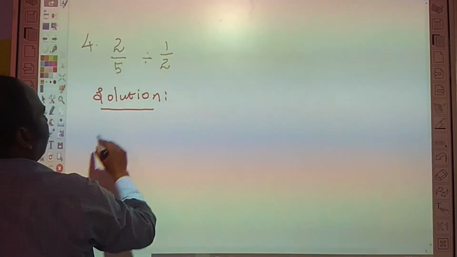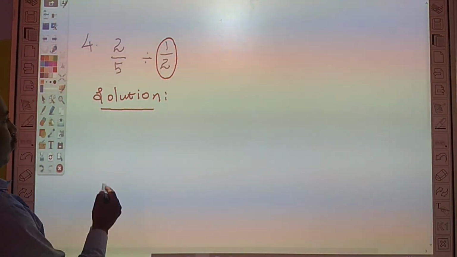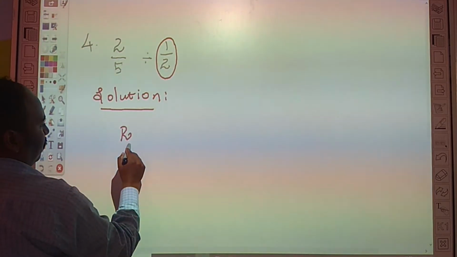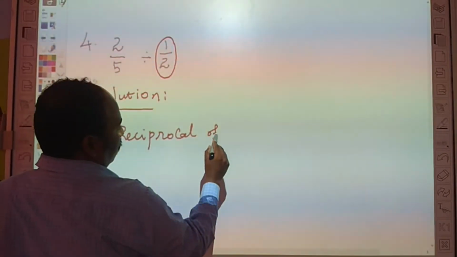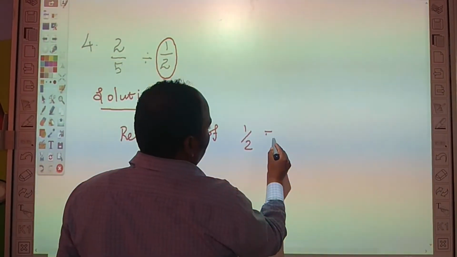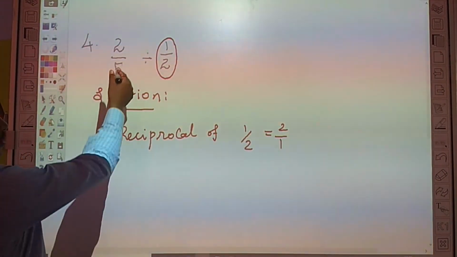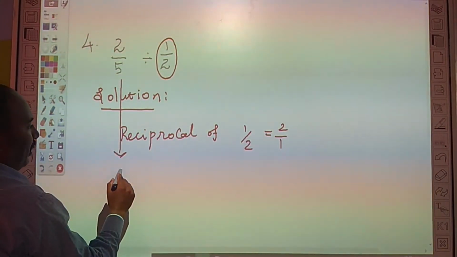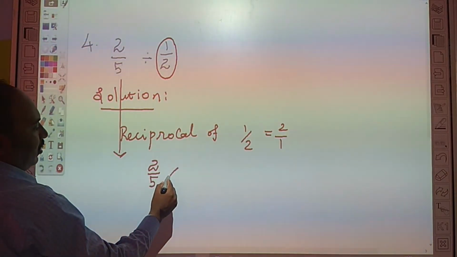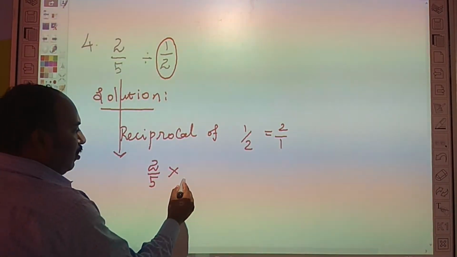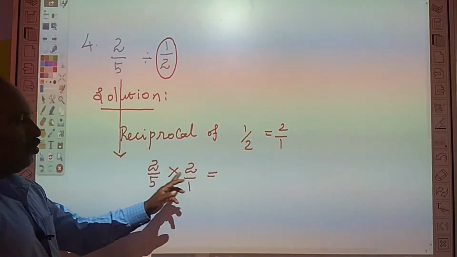Solution. First you take the reciprocal of 1 by 2. The reciprocal of 1 by 2 is equal to 2 divided by 1. The next one, the given number is 2 by 5, into the reciprocal term 2 by 1.